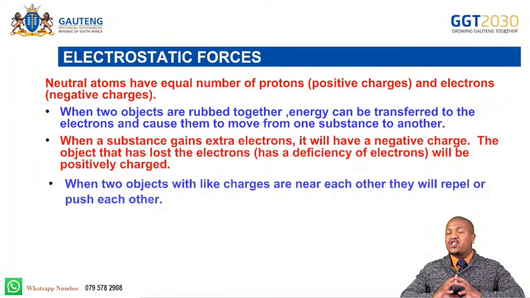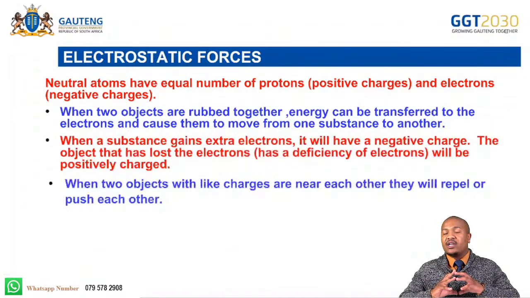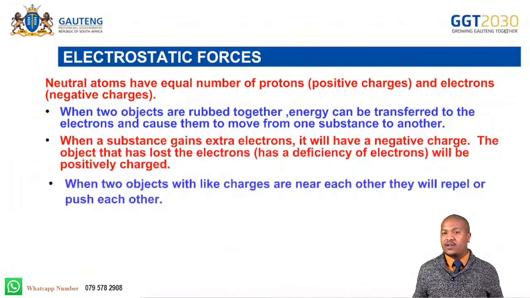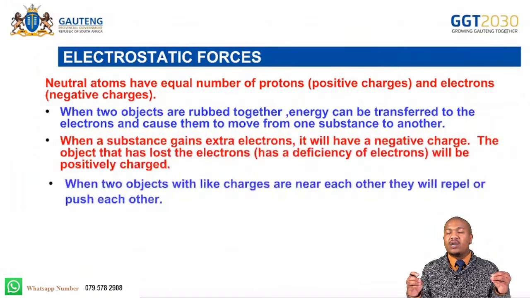When two objects with like charges, right? Let me start with unlike charges, because I've talked of negative and positive. So when two objects of unlike charges come closer to each other, they will attract. By unlike charges, I mean that the one is positively charged and the other one is negatively charged, right? So positive and negative, they do what? They attract, right?